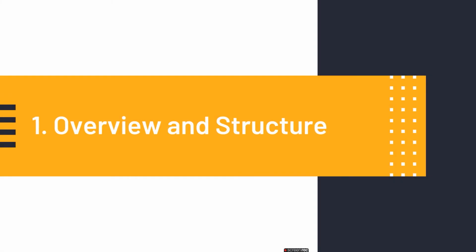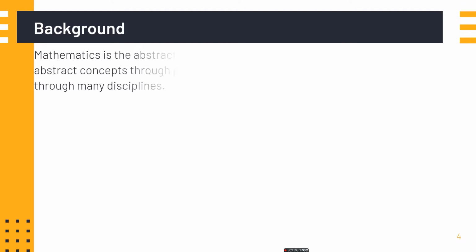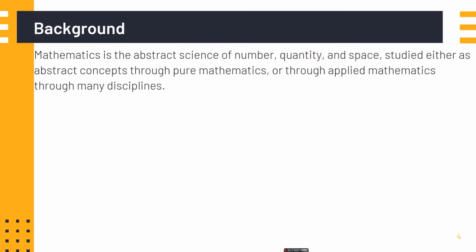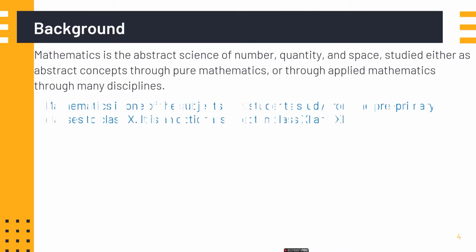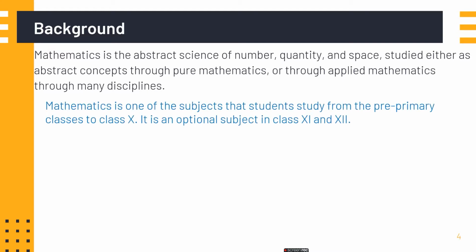In this presentation, we'll start with the overview and the structure of the mathematics curriculum. As all of us know, mathematics is the abstract science of number, quantity, and space, studied either as abstract concepts through pure mathematics or through applied mathematics through many disciplines. It is one of the subjects that students study from the pre-primary classes to class 10 and as an optional subject from classes 11 and 12.